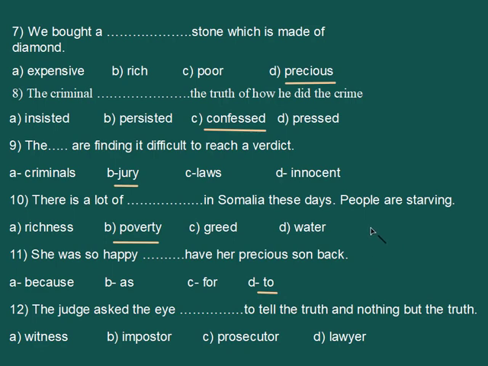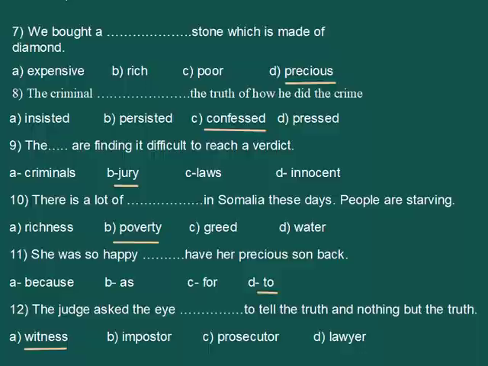Number 12, the judge asked the blank to tell the truth and nothing but the truth. So the right answer is the word witness. Yes, great. This is the right answer. So at this moment, it means that lesson 1 is finished. We have new vocabulary and we have the meaning and we practiced a lot of exercises about this vocabulary, and now we are ready to start with lesson 2.